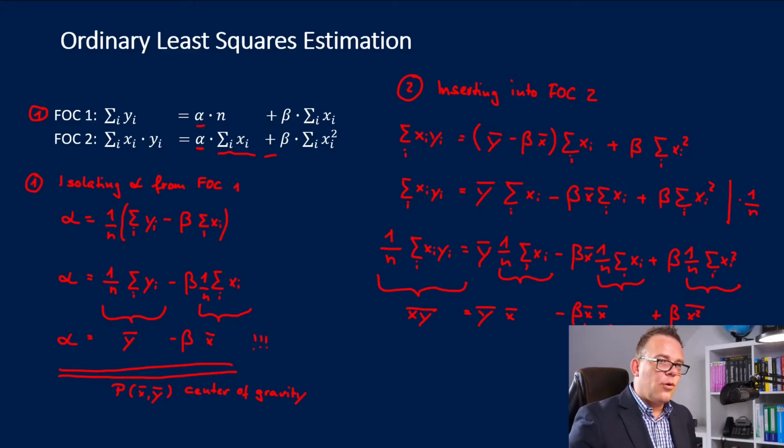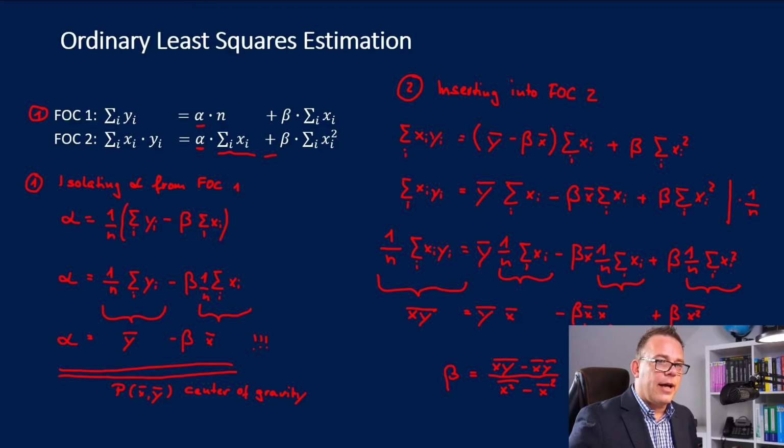Now, of course, we can isolate beta. Beta is now given by a fraction where we have x epsilon bar minus x bar epsilon bar, divided by x squared bar minus x bar squared. And we already know these formulas from 2 other videos.